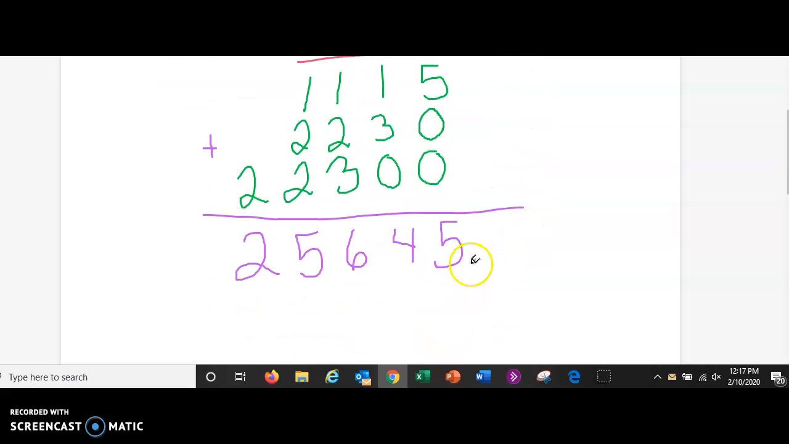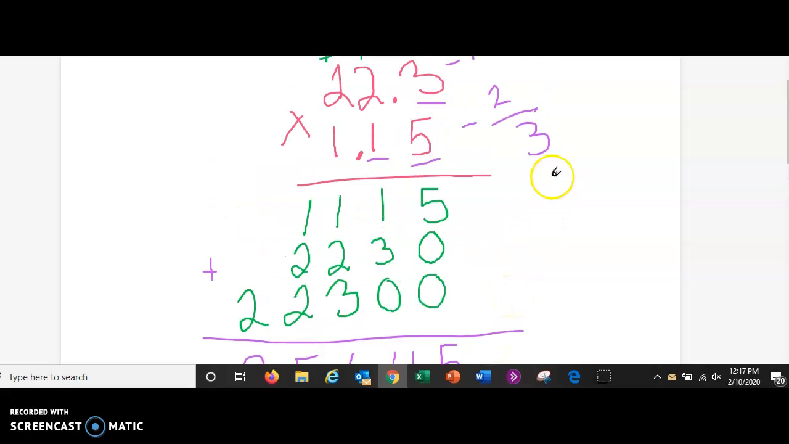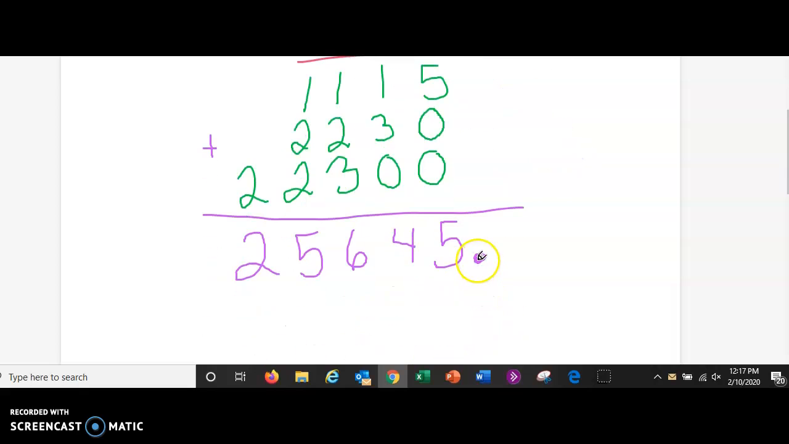So down in my final answer, my decimal point right now is right here. It's after the final 5. I need to move it 3 positions to the left. So 1, 2, 3. It's going to go right here. And I'm going to erase that decimal. So my final answer is 25 and 645 thousandths miles per hour.